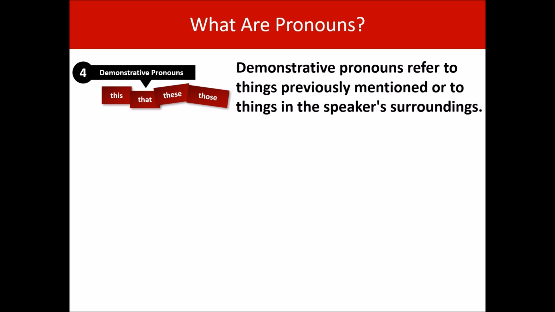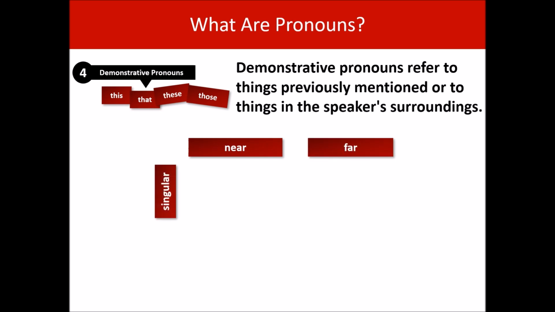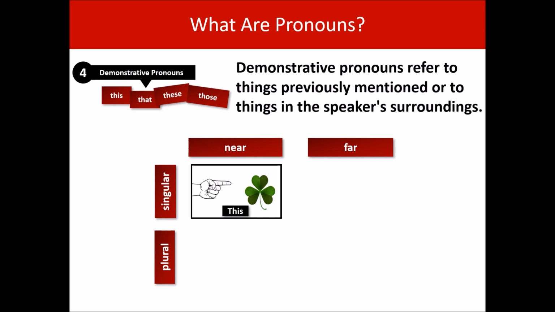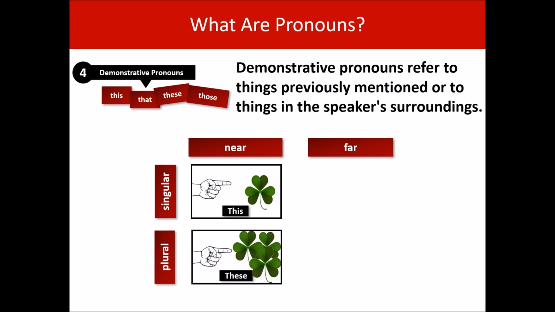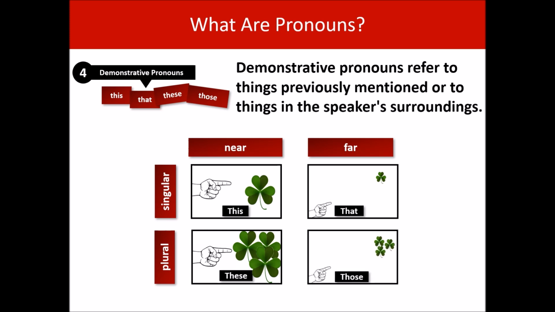Okay, this will make more sense if we put them up in a grid. So a demonstrative pronoun tells us whether something is near, far, singular, or plural. So this, near and singular. These, near and plural. That, far and singular. Those, far and plural. The last thing to say is that it's not always about distance. Demonstrative pronouns can also tell us whether things are near or far in time too.